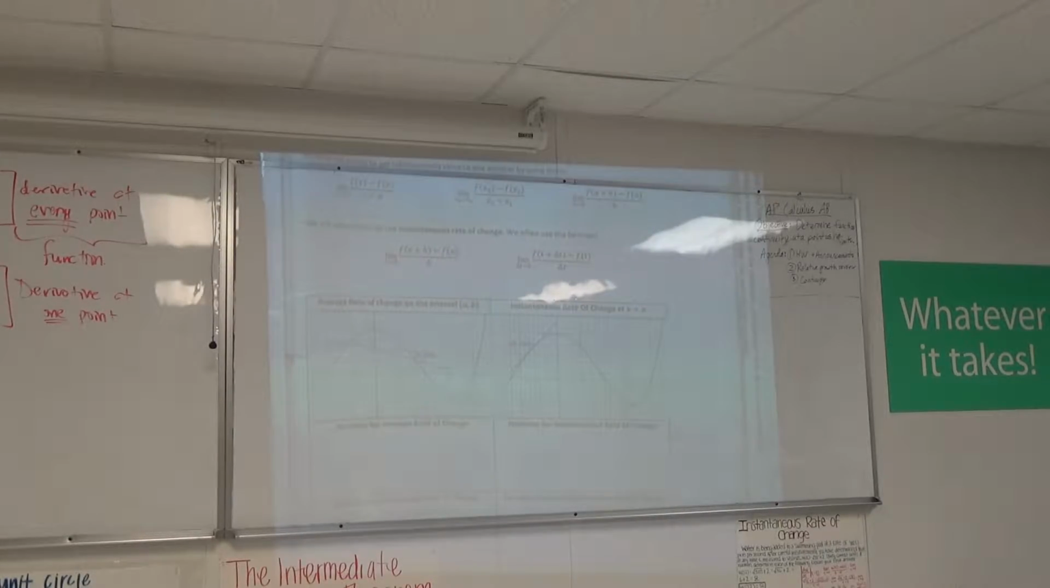Limit as h approaches 0 of f of a plus h minus f of a, over h. What you're going to get is the derivative at one point. Okay? It's just like this guy here. The limit as h approaches 0, f of x plus h minus f of x all over h. What's different is instead of saying like at any value x, we're doing it at a specific value of a.